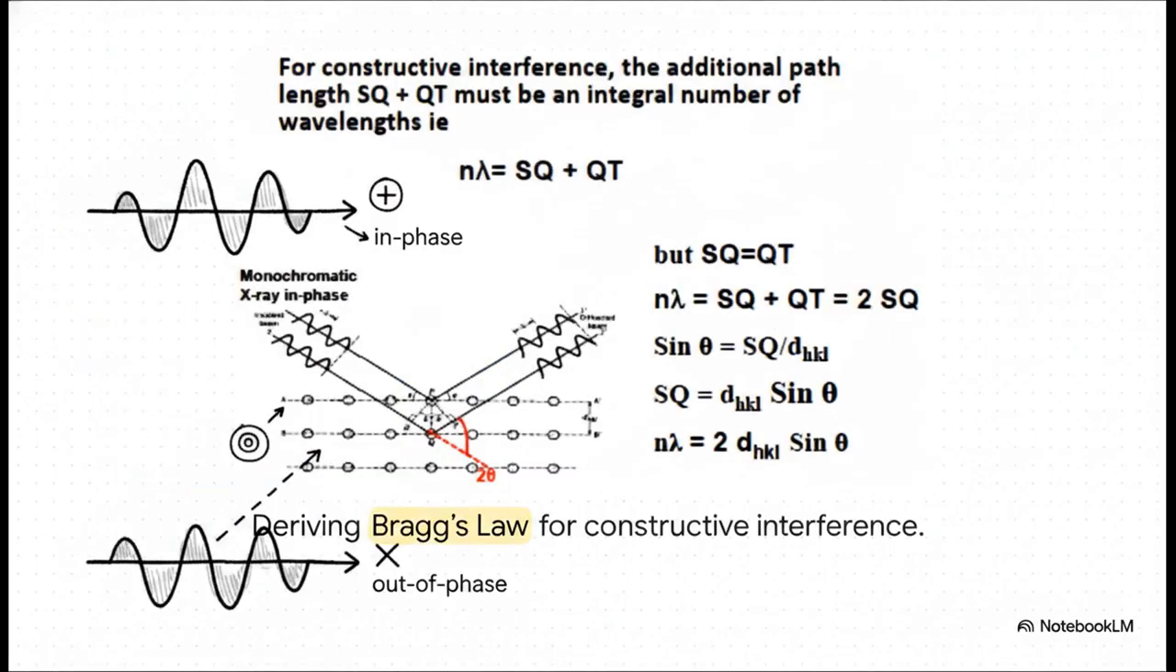For our machine to actually read a signal, we need something called constructive interference. It's exactly like pushing a kid on a swing at the precise right moment to make them go higher. The X-ray waves bouncing off the top layer of atoms and the ones bouncing off the bottom layer have to align perfectly in sync as they leave the material. The extra distance the lower wave travels has to equal an exact whole number of wavelengths. If it doesn't, the waves just cancel each other out and we get zero signal.